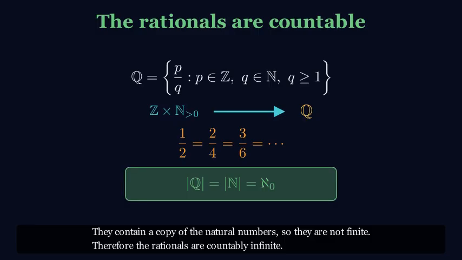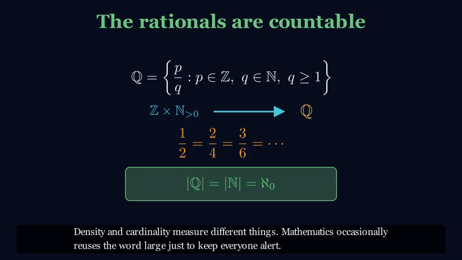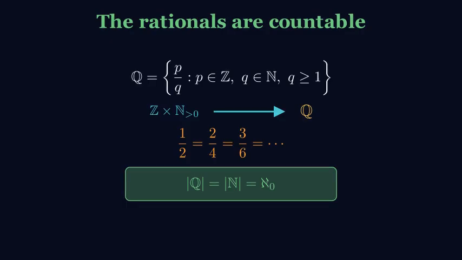They contain a copy of the natural numbers. So they are not finite. Therefore the rationals are countably infinite. Between any two distinct real numbers lie infinitely many rationals. Yet the rationals are still countable. Density and cardinality measure different things. Mathematics occasionally reuses the word large just to keep everyone alert.